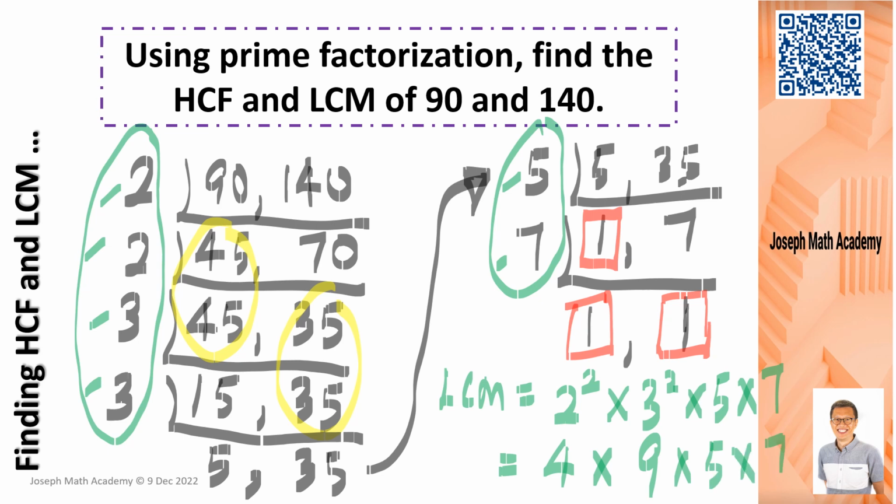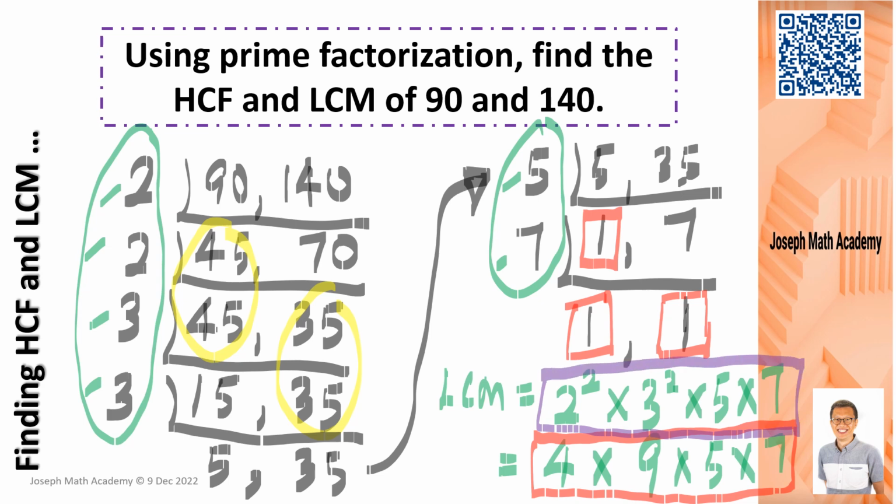So your job is to multiply all this out. You'll know that the number is very huge, and that is the LCM of 90 and 140. But if the teacher is asking you for the index notation representation, then this is already good enough. This is the index notation. Remember, if you are a little bit confused, play back the video.